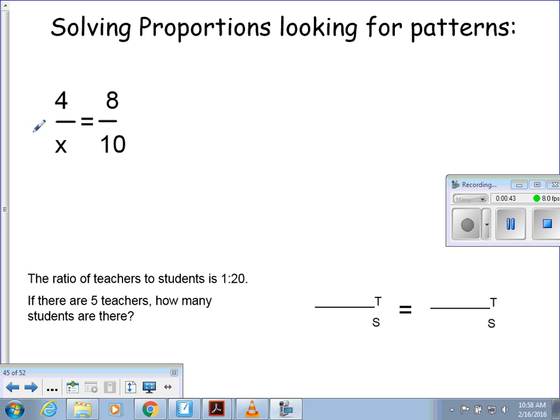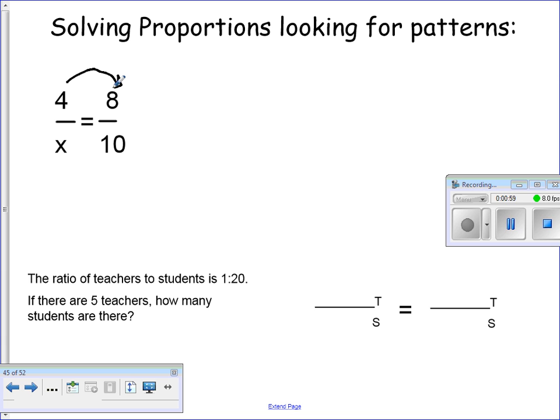Let's take a look at this. This is a proportion because 4 over something is going to be the same as 8 over 10. To figure out what our missing variable is, we can look for a direct relationship here. For example, what do I do to 4 to get 8? Well, I can multiply by 2. 4 times 2 gives me 8. And going backwards, that means 8 divided by 2 should give me 4.